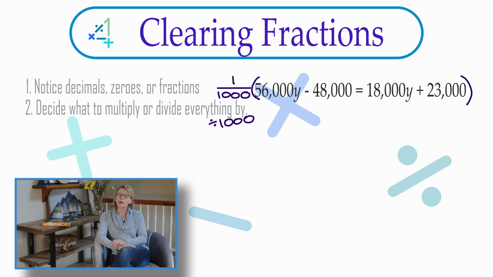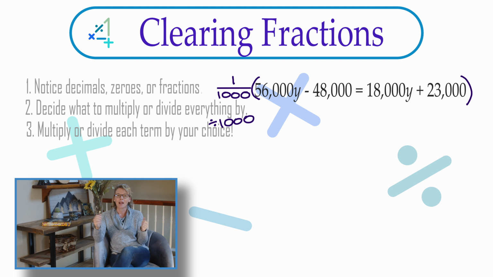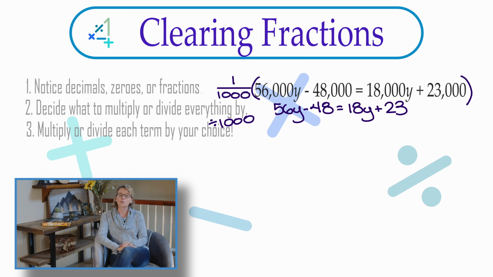I will write 1 over 1,000 in front with my big old parentheses, showing I'm multiplying by 1 over 1,000, being legal and all. Step 3, do math and distribute. This time, I will just eliminate the 3 zeros in every term. 56y minus 48 equals 18y plus 23. Once again, that was fun and easy.